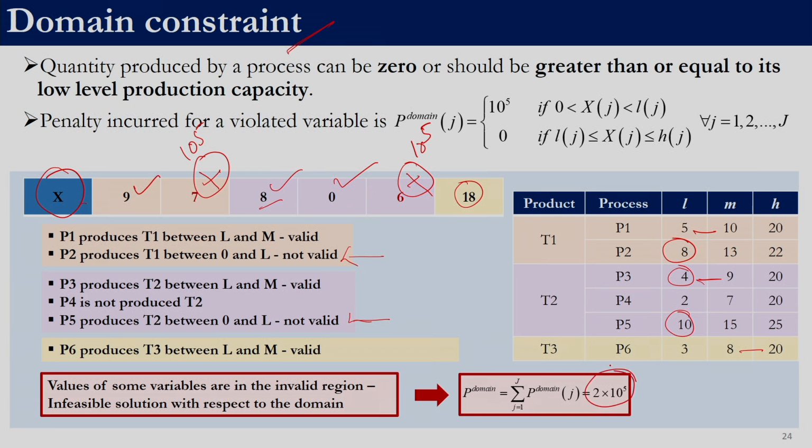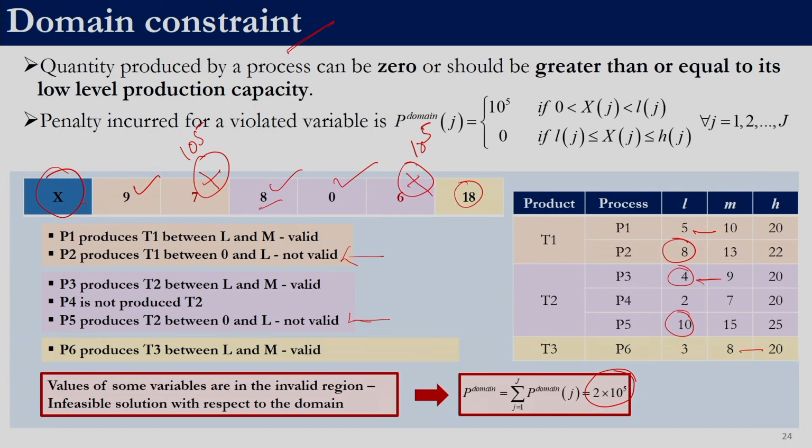Remember, there are multiple constraints. Right now we are only discussing the domain constraint. So if a solution satisfies the domain constraint, no penalty is assigned, but if it violates, then for each variable that is violating the domain constraint, we assign a hard penalty of 10 power 5, and the total penalty for that particular solution is the summation of all the individual penalties. So that is how we are handling the domain constraint.